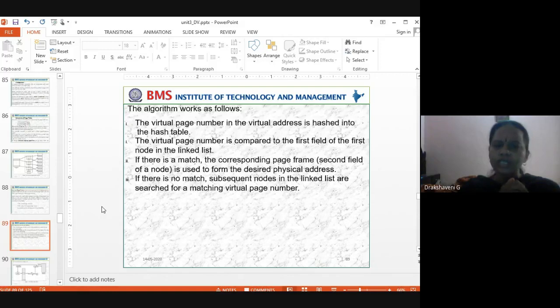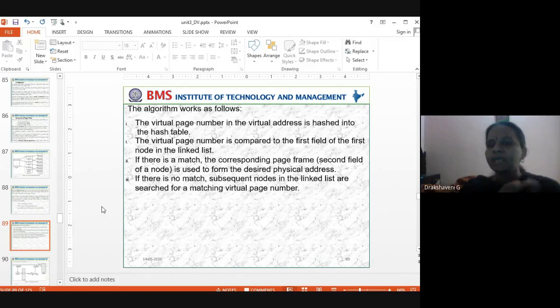So how does this algorithm work? The virtual page number is hashed into the hash table. The virtual page number is compared to the first field of the first node in the linked list. If there is a match, the corresponding page frame is used to form the desired physical address. If there is no match, subsequent nodes in the linked list are searched for a matching virtual page number.